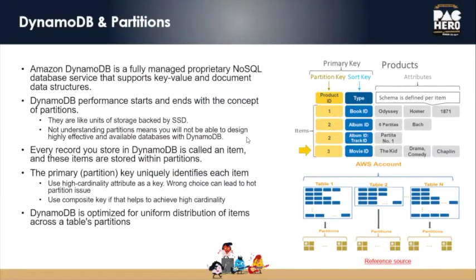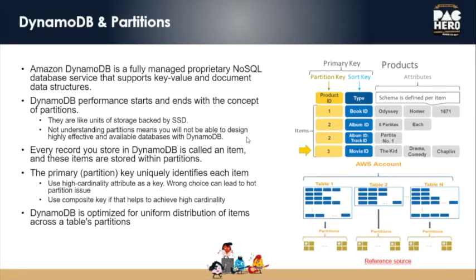Now, like your normal databases, you've got rows and tables. DynamoDB doesn't follow that concept. It's just the records that you're adding into DynamoDB, and they call it an item. And these items are stored in partitions. So on the right-hand side, in the topmost diagram or image, you've got a record with product ID 3. That whole row is an item.